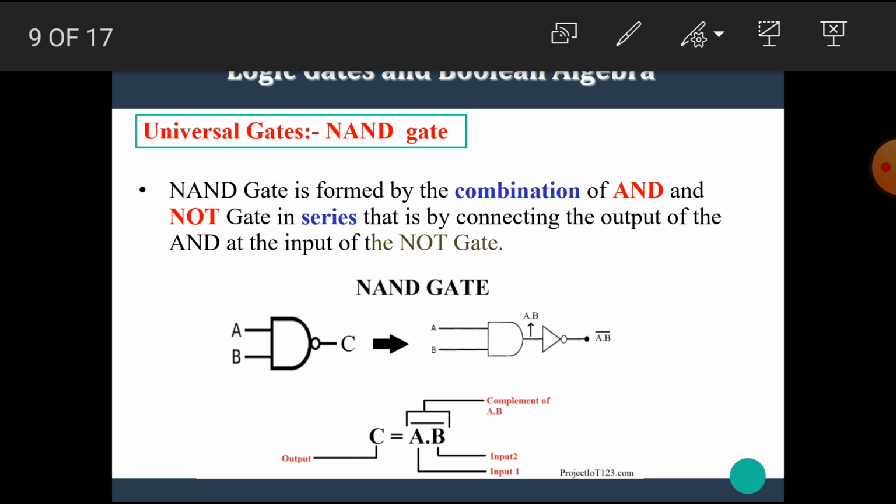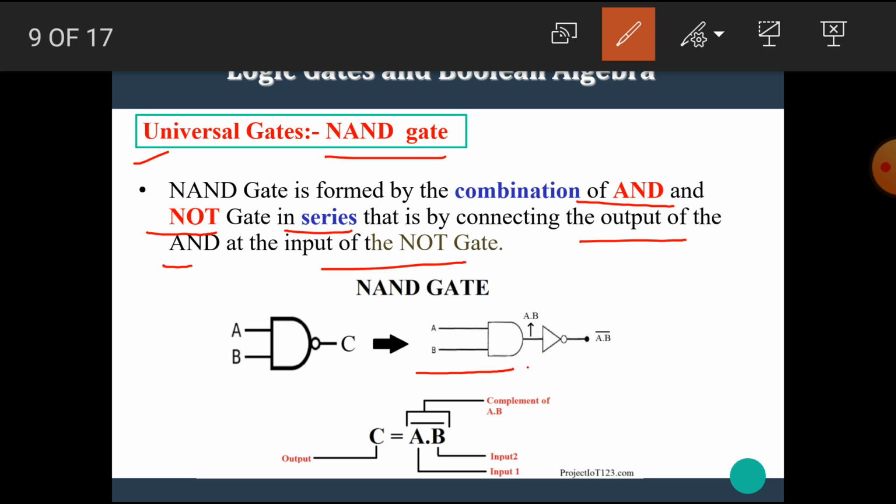The next logic gate is a universal logic gate, the NAND gate. The NAND gate is formed by the combination of an AND gate and a NOT gate in series, that is, by connecting the output of the AND gate to the input of the NOT gate. That means this AND gate is connected with the NOT gate and we get the NAND gate. This is the symbol of the NAND gate.